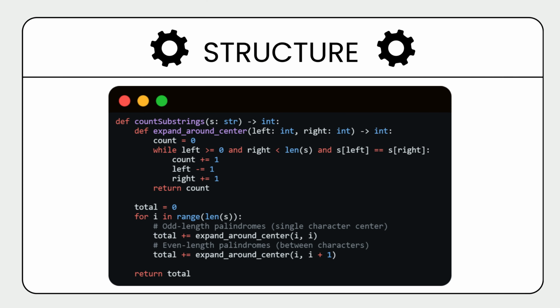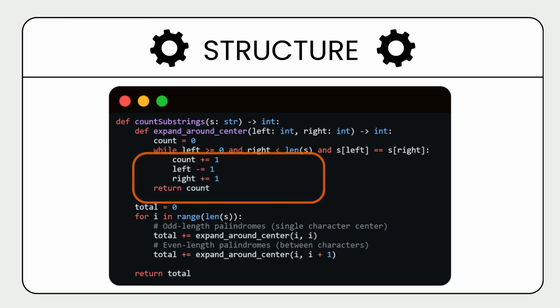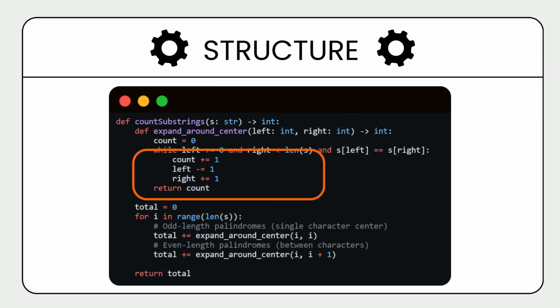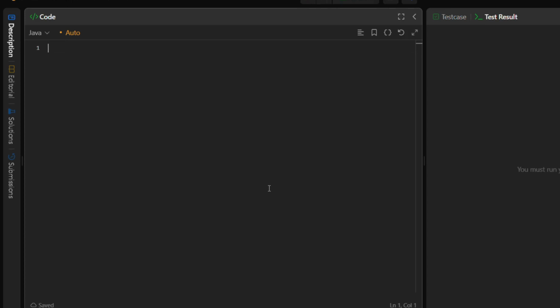Initialize a count to 0. For every index in S, expand around center at index, odd length. Expand around center between index and index plus 1, even length. For each valid expansion, increment the count. Return the total count at the end. Use a helper function to expand. Let's try to implement it using solution 1.